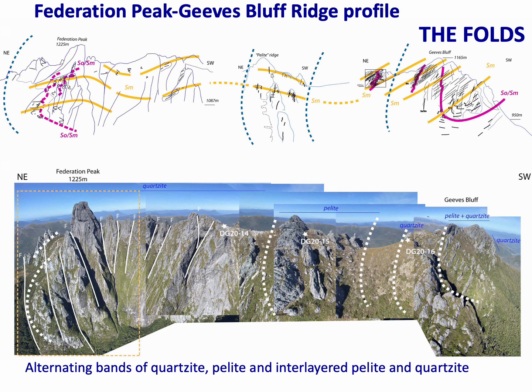This macrofold hinge is continuous through the alternating bands of quartzite, pelite, and interlayered pelite quartzite that make up the Federation Peak Jeeves Bluff ridgeline. These examples from Frenchman's Cap, the Western Arthur Range, and from Federation Peak illustrate the nature and scale of the folds that occur within the Tyennan Domain.